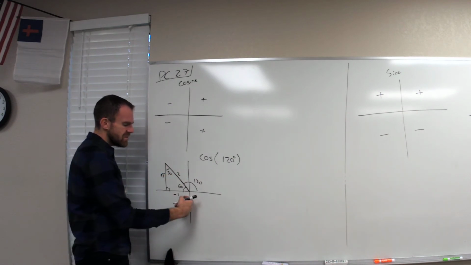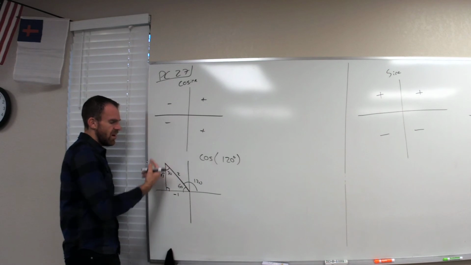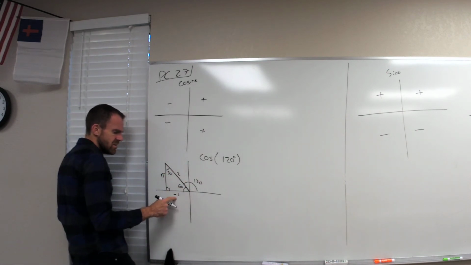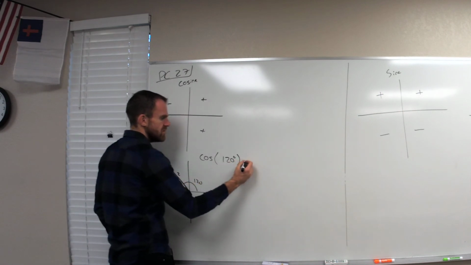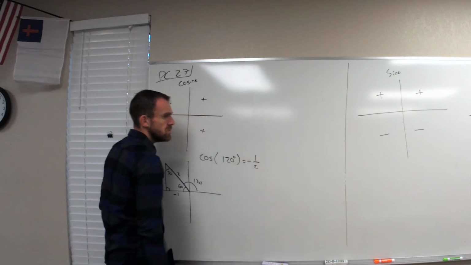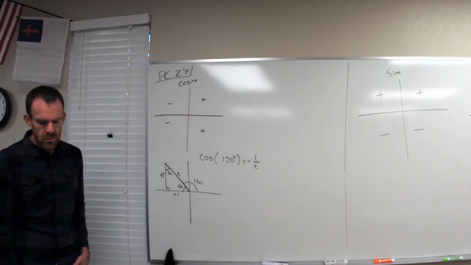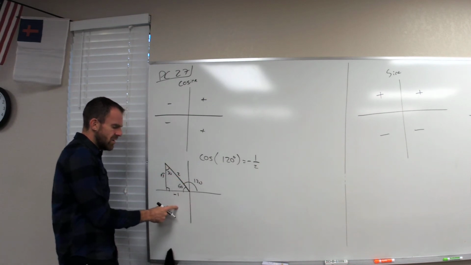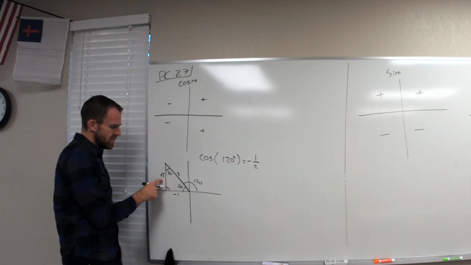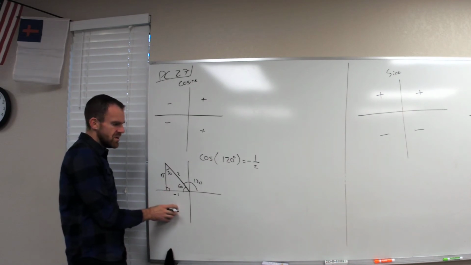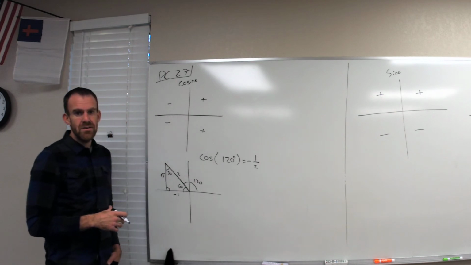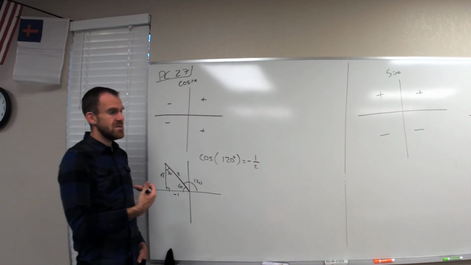Why did I do negative? Because I went back in x, but I went up in y. Now what is cosine? Cosine is adjacent over hypotenuse. So we get -1/2. Okay? So you can do this for each and every one. Here, both of your sides will be negative if it's in the third quadrant. In the fourth quadrant, only your y value will be negative, or your opposite.